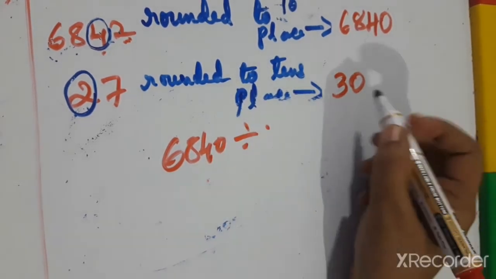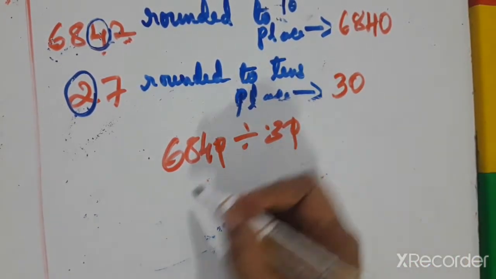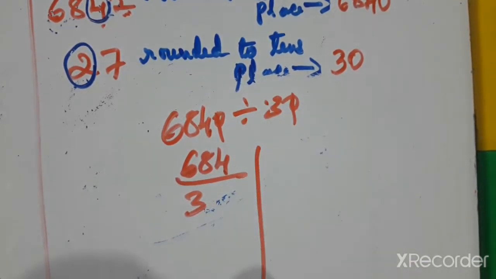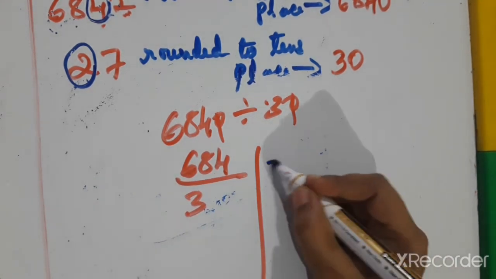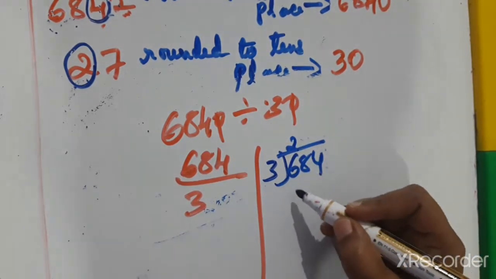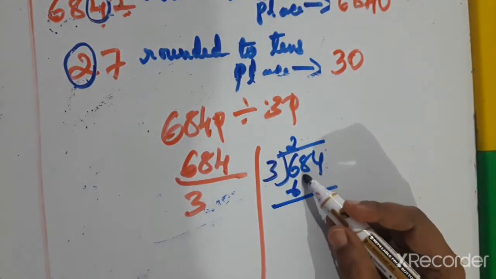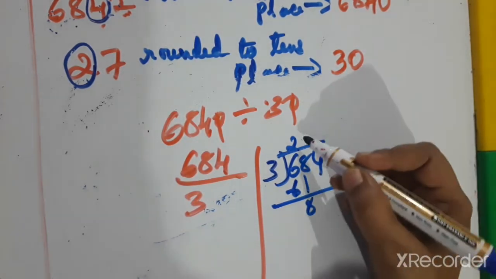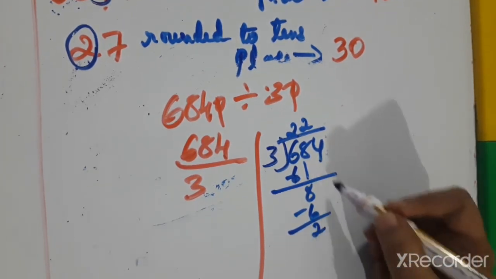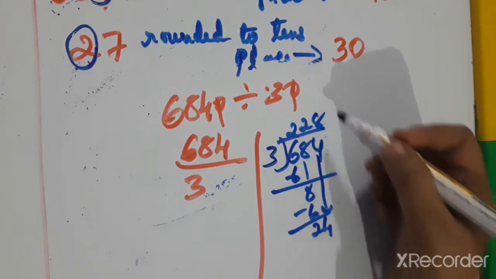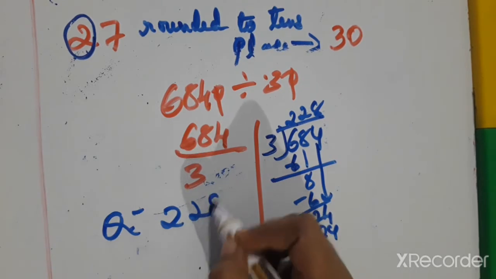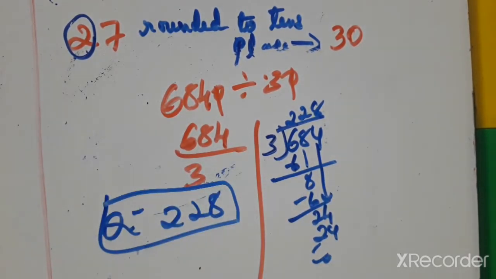6840 divided by 30. The zeros cancel. 684 by 3. Now we have to divide by 3. 684. 3 twos are 6. 6 minus 6, then 8. 3 twos are 6, minus 8 means 2. Bring this 4 down. 3 eights are 24. The quotient is 228. After dividing, 228 is the answer.